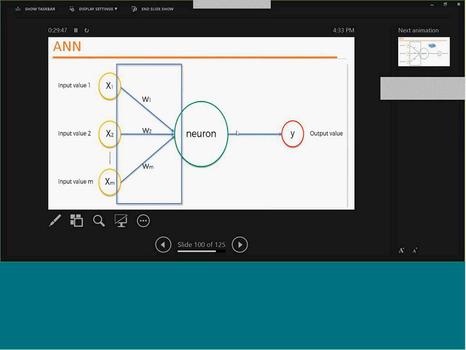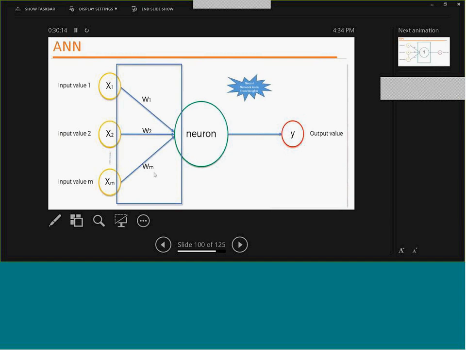And how does this neuron typically process the data? Let's say that we have X1, X2, and XM neurons. Each has its own input value. So each neuron will apply a weight onto itself, so that X1 has weight W1, X2 has weight W2, likewise XM has weight WM.